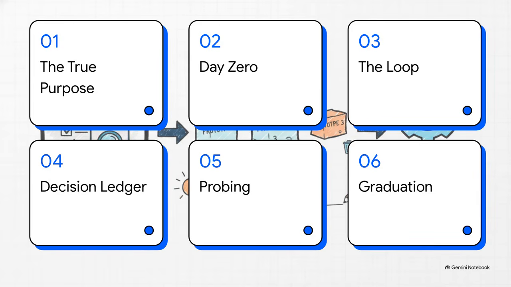Okay, let's dive into this. Here's the exact roadmap we'll use to fix this mess. We'll hit the true purpose of a prototype, outline the strict rules of day zero, execute the loop, lock in a decision ledger, probe for unseen flaws, and finally graduate to a clean build.